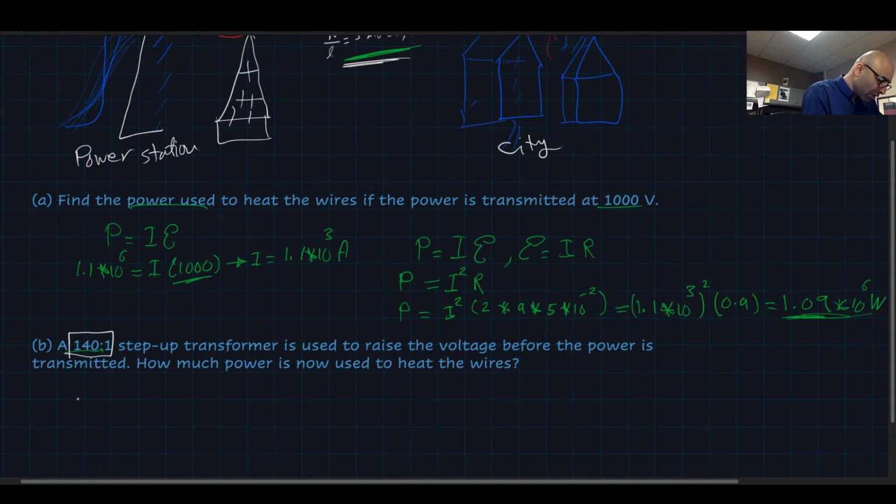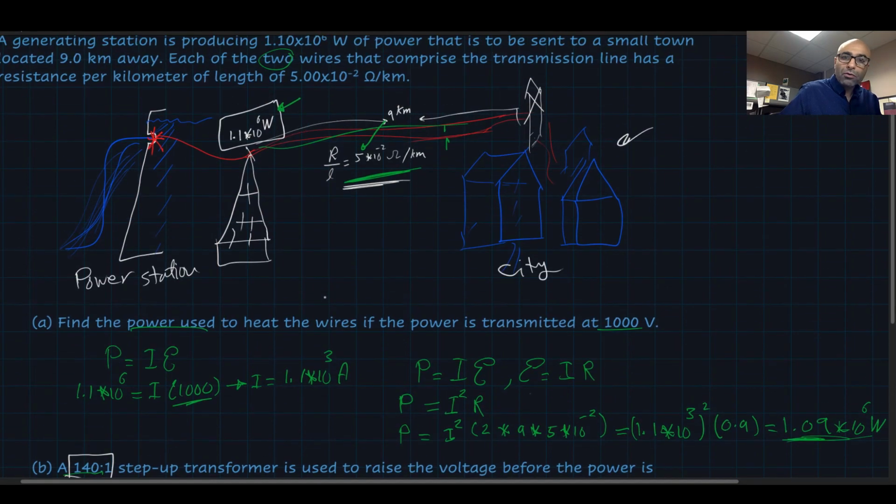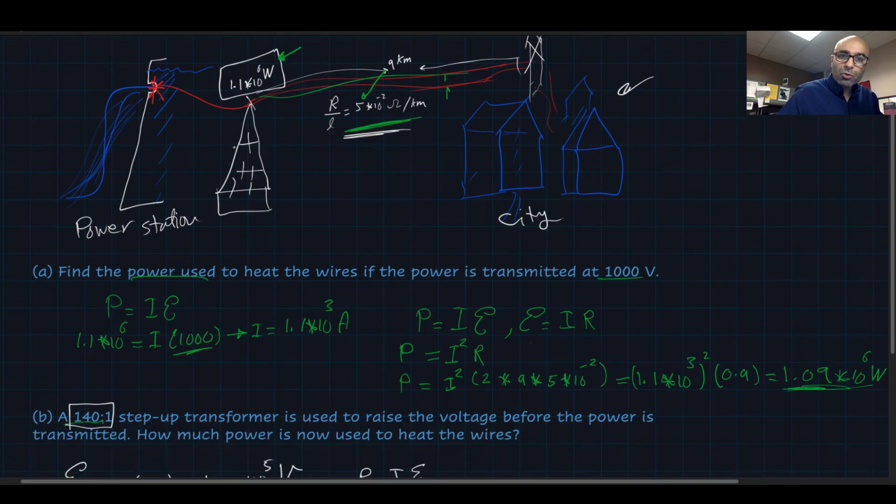So the new voltage, which I will call E now, is equal to 1000 times 140, because that's what the ratio is. This gives us the new voltage equal to 1.4 times 10 to the power 5 volts. So we have a huge amount of voltage coming out now. That's good, because according to power equals I times E, the power supplied by the station is the same as before, which is 1.1 times 10 to the power 6.